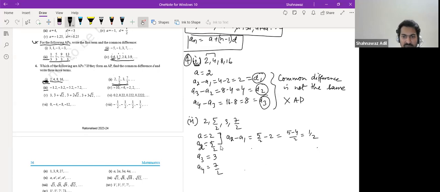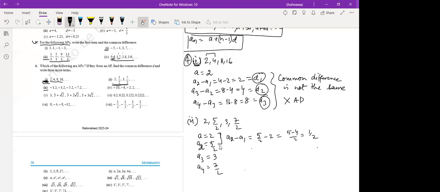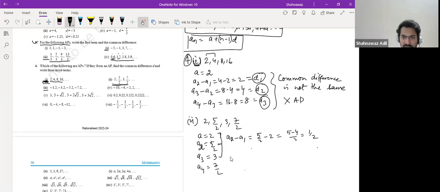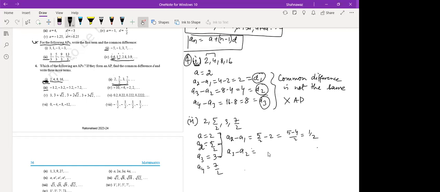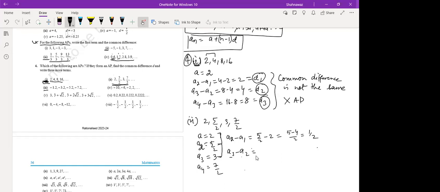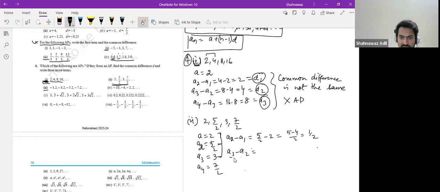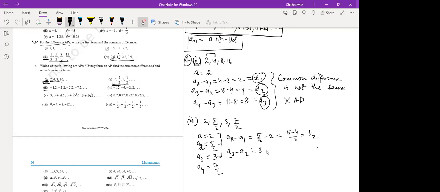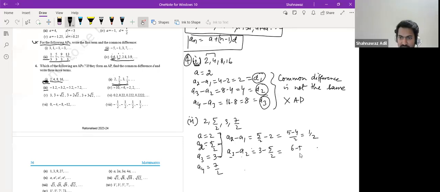Shaima did this question in a different way, and that was very interesting. Well done, Shaima, that was a brilliant method. What is A3 minus A2, Talha? Always the higher one first. A3 is 3, minus 5 by 2. So this is 6 minus 5 by 2, so this is half. This Talha we remember, right?